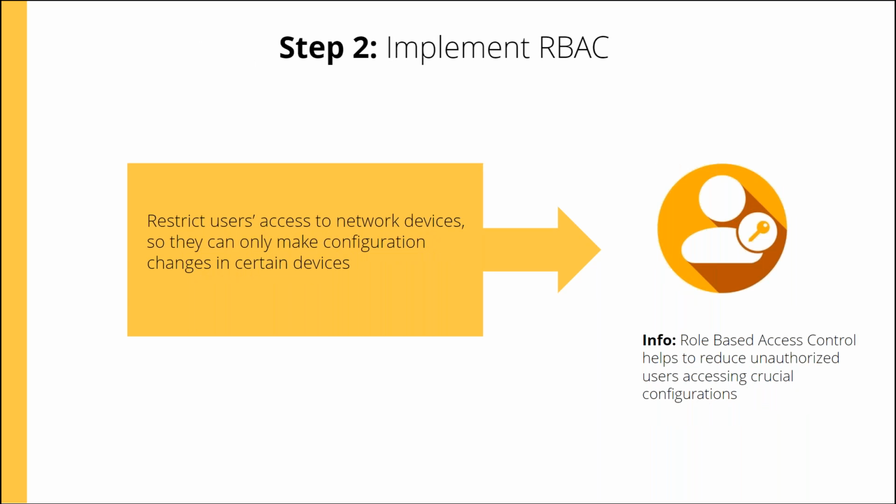The second step is to deploy role-based access control. We cannot give access to our network devices or business critical devices to everyone and then regret it later whenever there are unauthorized changes. So we can restrict which users can access the network devices and make configuration changes, and only to certain devices will they be able to get access and make changes. This kind of setting will definitely help us in reducing unauthorized changes or users accessing crucial configurations.